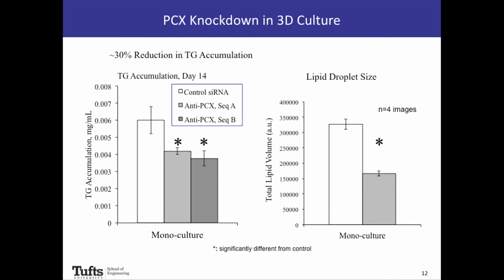Furthermore, for pyruvate carboxylase knockdown, we also see about a 30% reduction in triglyceride accumulation, and again, it correlates really well with the image analysis data. In this case, we analyze the total lipid amount in an entire image, average that for several images, and we see a significant decrease.